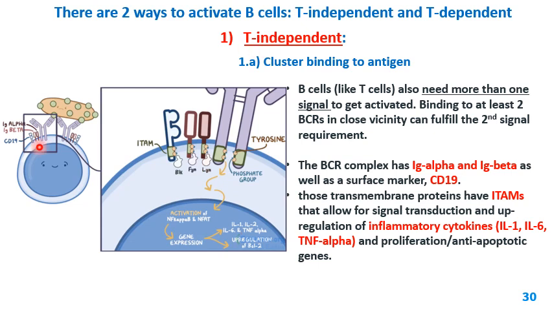T-dependent. Okay, so looking at the T-independent first, it means that you don't need T cells. All right, that's easy. But remember, you need at least two signals, right? So how is the cell going to get two signals? Let's see here. Here is your B cell receptor. Remember that it is also complexed with Ig alpha and Ig beta, right?